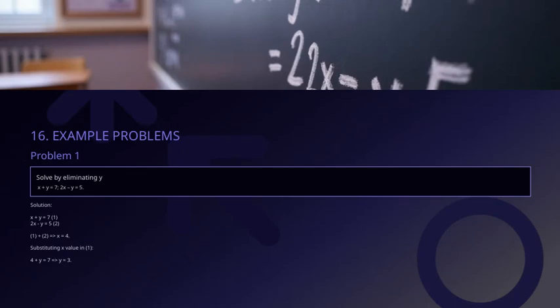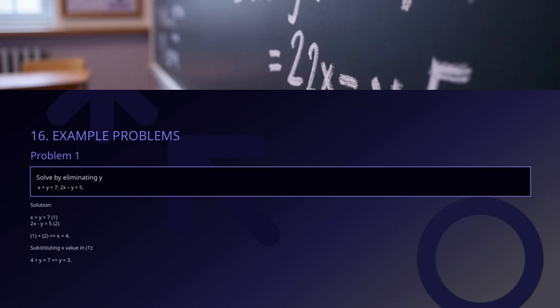Let's walk through this example problem step by step. We start with the two equations, x plus y equals 7 and 2x minus y equals 5. Our goal is to find the values of x and y that satisfy both equations simultaneously. To do this, we'll use the elimination method, which involves eliminating one variable to solve for the other.